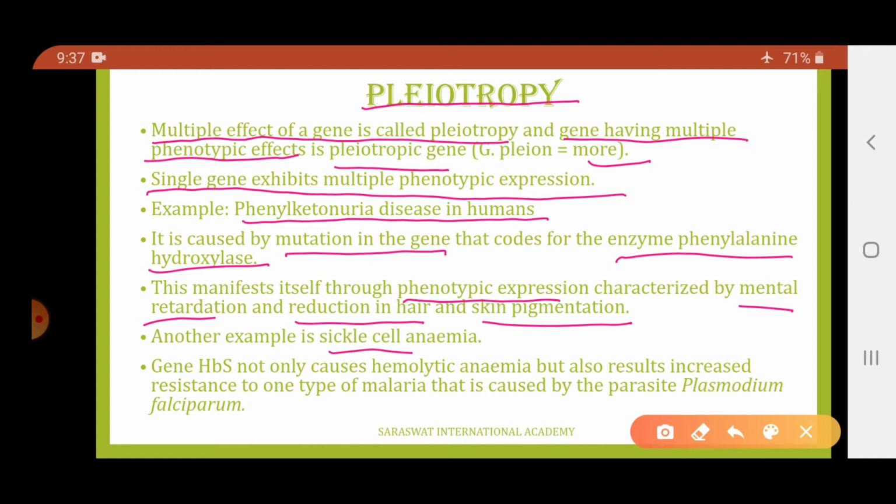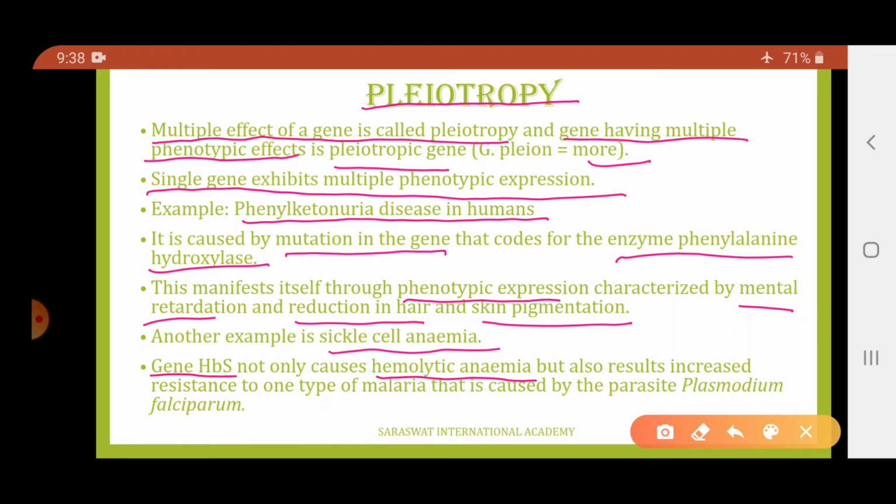Another example is the sickle cell anemia. Now students, the gene which is responsible for causing this disease is the HBS gene. Now, this gene not only causes hemolytic anemia. So, basically here what will happen? The shape of the RBCs become sickle shape, and as they get elongated, there will be obstruction of their passage through the blood vessels, and due to this the cells rupture. So, what is it called as? Hemolytic anemia. So, now this gene not only causes the hemolytic anemia. So, this is one effect.